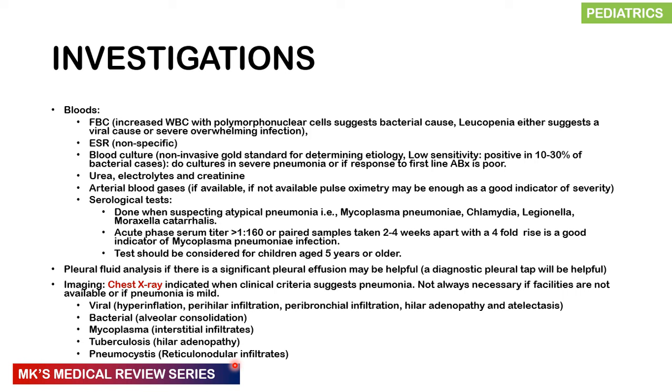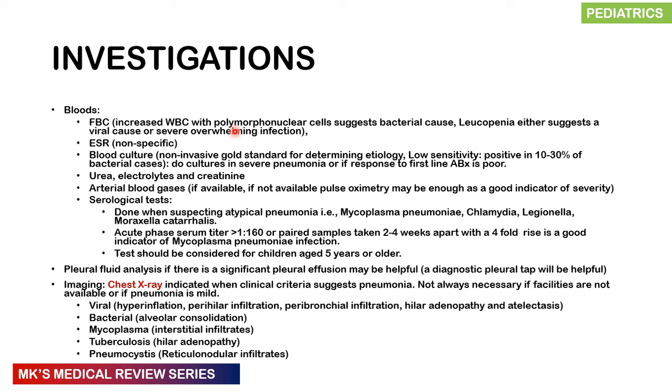What investigations do we want to do? So we want to order some basic blood investigations. So get a complete blood count or full blood count. Generally, when you have an infection, there will be a raise in the white blood cell count with predominance of the polymorphonuclear cells. Pretty much your neutrophils will be increased, and this is going to be pointing towards a bacterial infection. But sometimes you may actually get a very low white cell count. This can either suggest that there's a viral infection, or it can suggest that there's an overwhelming infection.